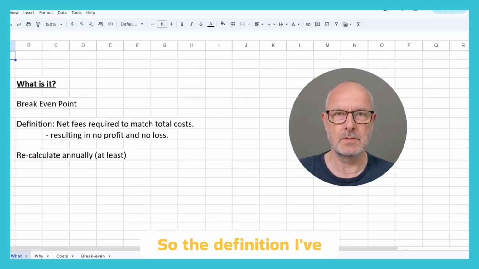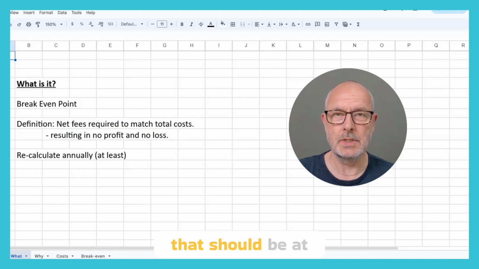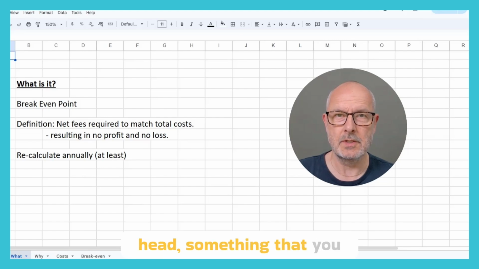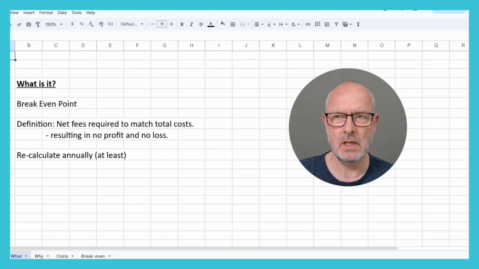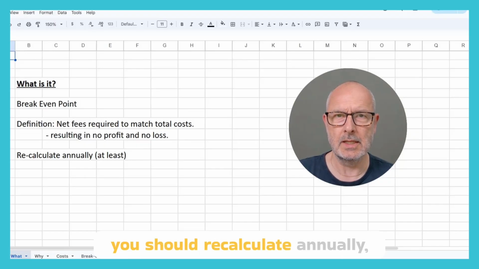So the definition I've used here is the net fees required to match total costs. This is a number that should be at the top of your head, something that you regularly use for decision making. I've written here that you should recalculate annually, particularly at the time when the payroll goes up, but equally, if there's any other changes, such as increases or decreases in team size.